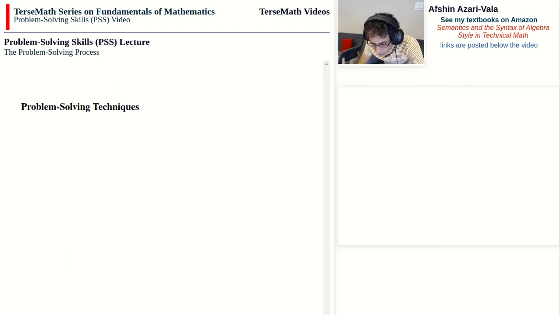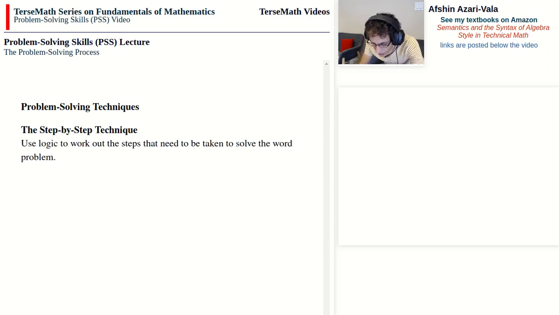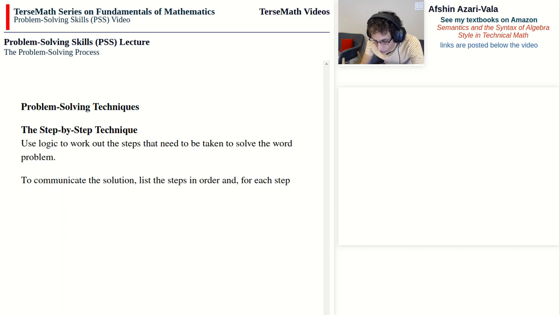Okay, everyone, now we come to the next part in the series, and this is about two different ways, two different philosophies in terms of how you go about solving your word problem. The first one, which is commonly used in very basic math, and also even later on as people go through the school system, is the step-by-step technique. And this technique uses logic to work out the steps that need to be taken to solve a given word problem.